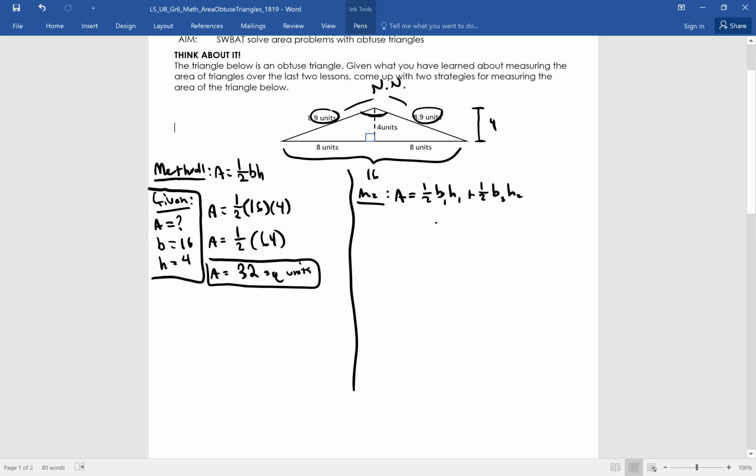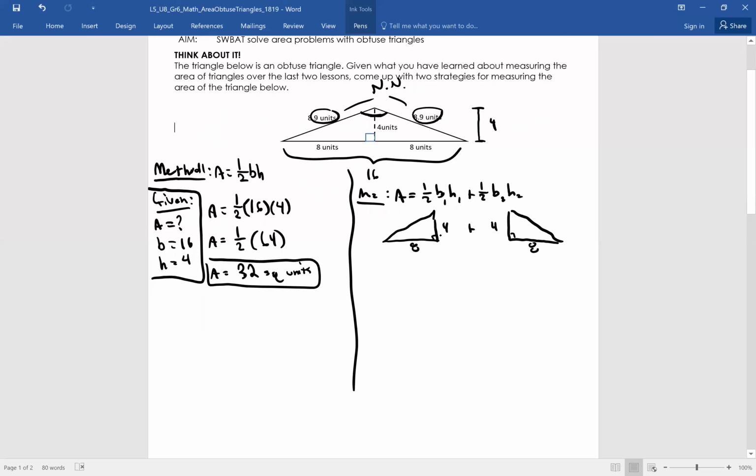If you want to know what that looks like, look at the left triangle. Let's separate it. The height is 4, the base is 8, plus the second triangle, which looks like a mirror image. It's just facing the other way. So these areas will be the exact same, okay?